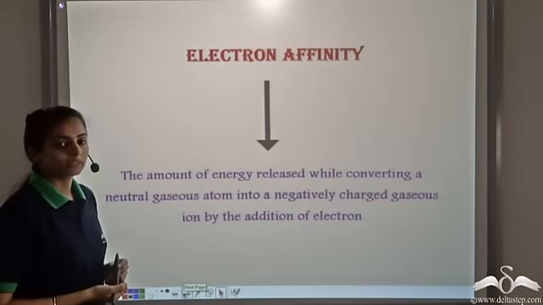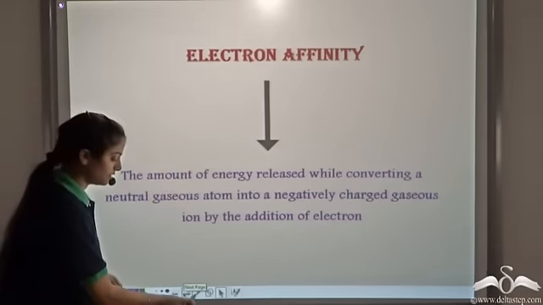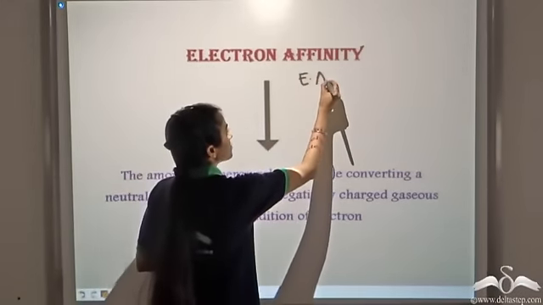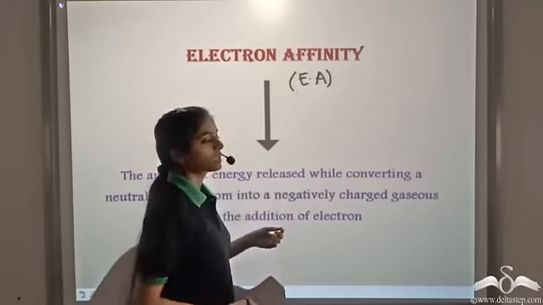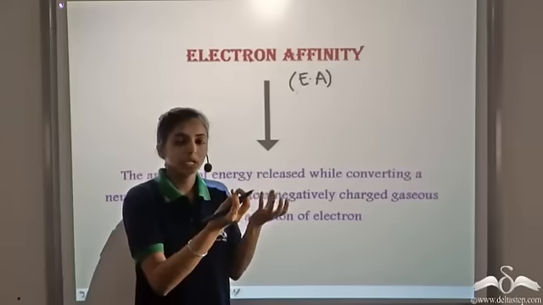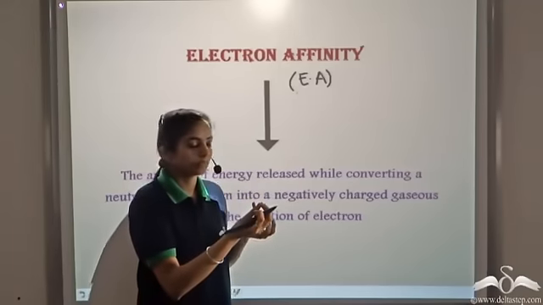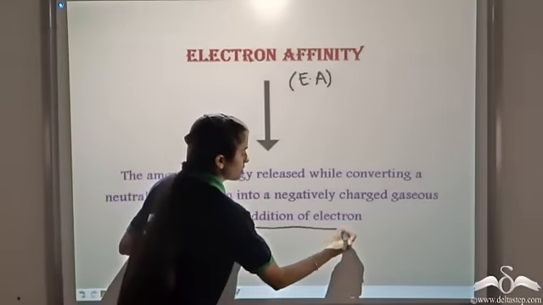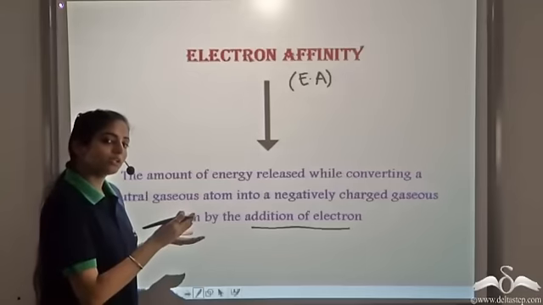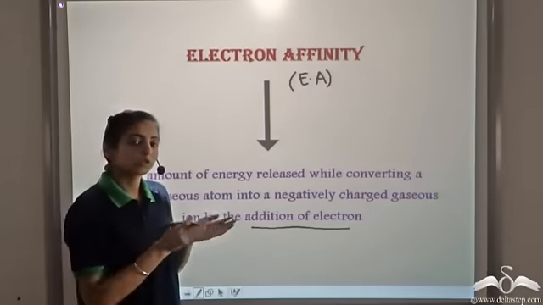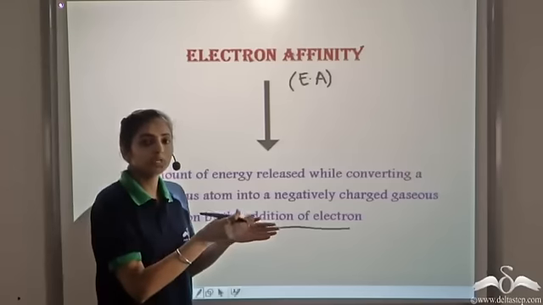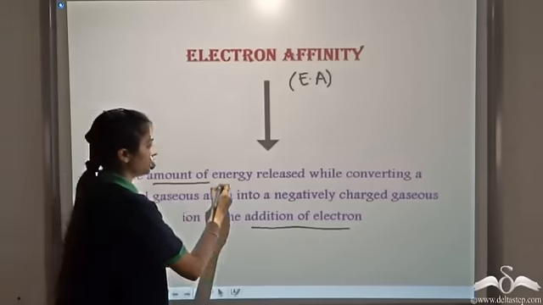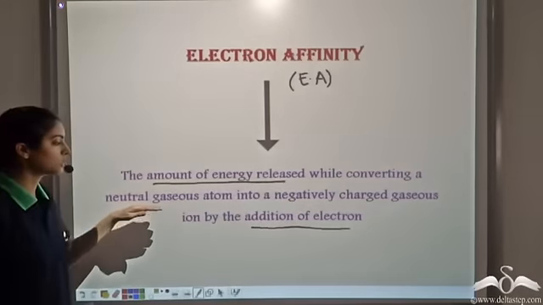One important property that is related to the elements is their electron affinity. It is abbreviated as EA. We know to remove an electron from an atom, we have to give energy to the atom. So when an electron is added to the atom, energy is released. So the amount of energy released while converting a neutral gaseous atom.